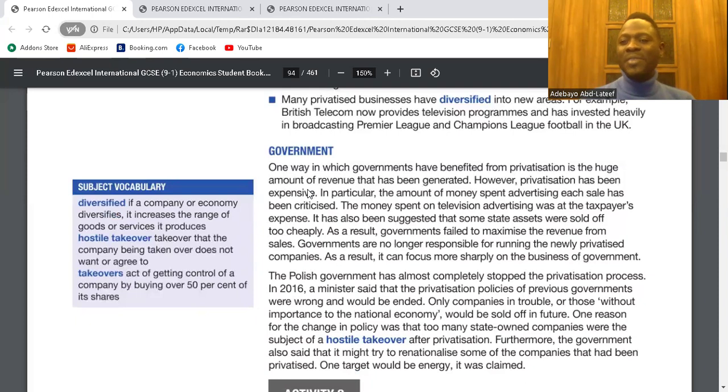How do business or government benefit from privatization? One way in which government have benefited from privatization is the huge amount of revenue that has been generated. However, privatization has been expensive. In particular, the amount of money spent advertising each sale has been criticized. Let me just explain government benefits here. As soon as there's privatization, government will generate revenue. Yes or no? So this revenue can be used to develop the economy.